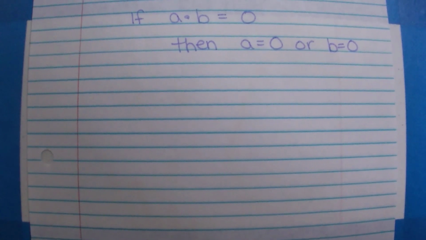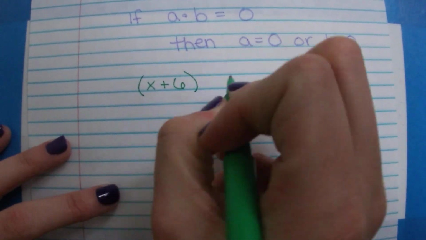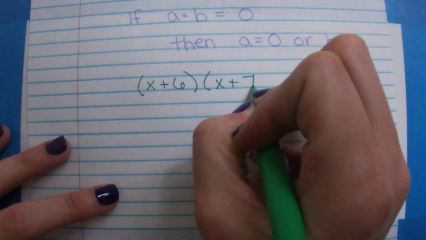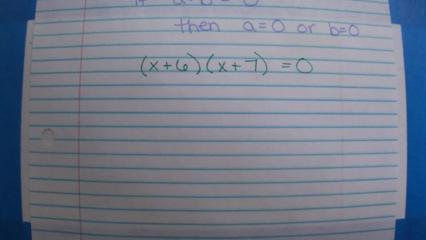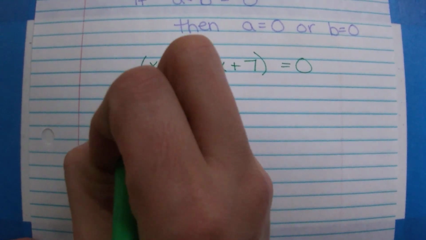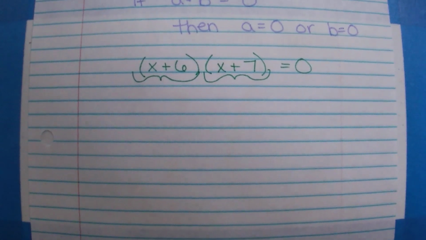So if we have something that says x plus 6 times x plus 7 equals 0. Okay, so now we're just looking at something a little bit fancier. Do I have two things being multiplied together? And the answer is yes, right? I have a piece here and I have a piece here. It says x plus 6 as one piece times x plus 7 as my other piece, right? Those would both be factors.